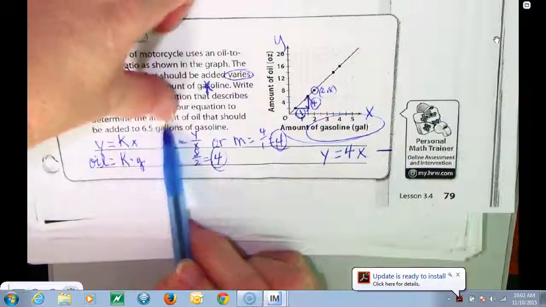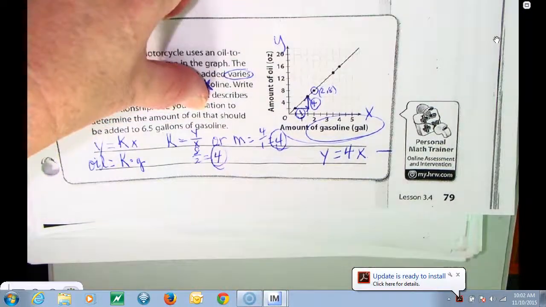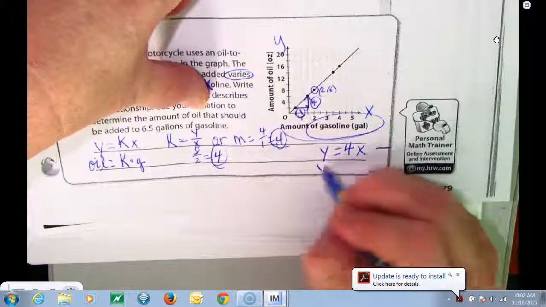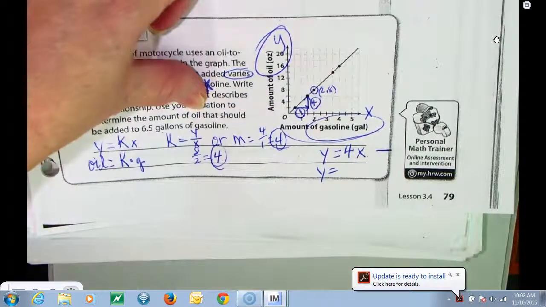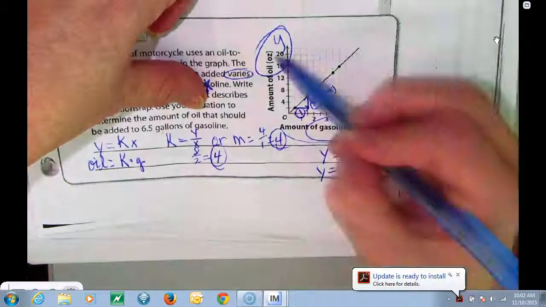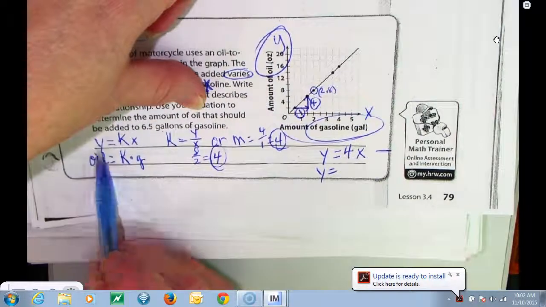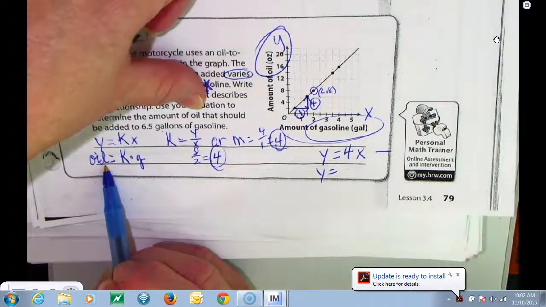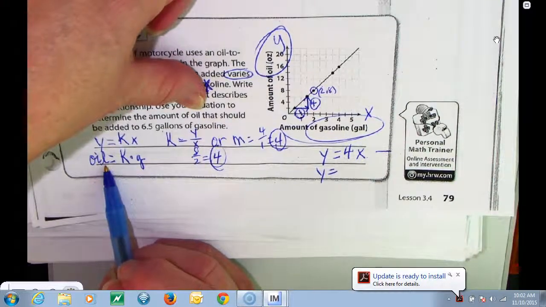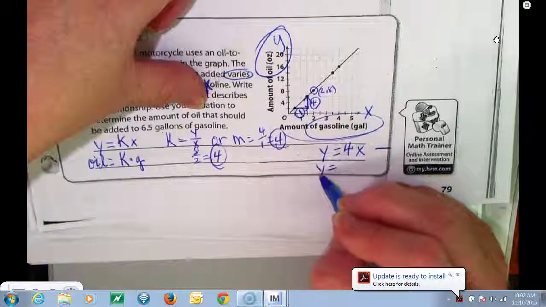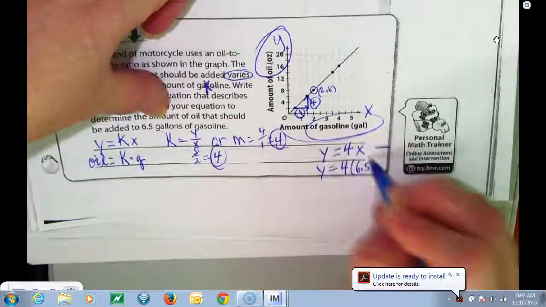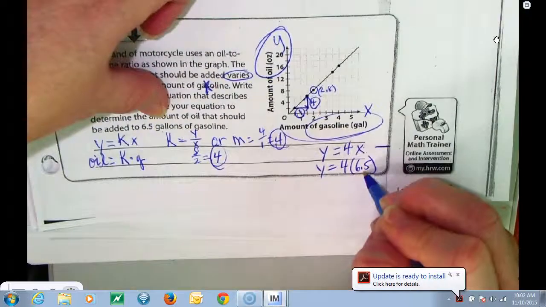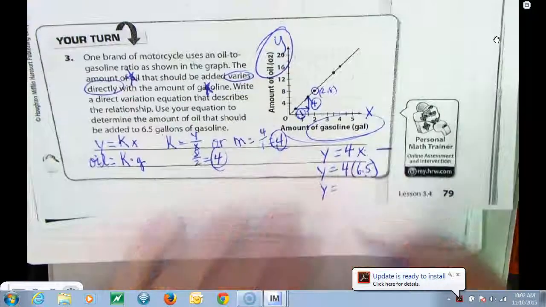To determine the amount of oil, which one is that? The oil. Y or X? Oh goodness, people, the oil is Y. Come on now. You're not even trying if you tell me gasoline. Oil is Y. We've already decided that. We're trying to find the oil when we add 6.5 gallons of gasoline. So what does it equal?